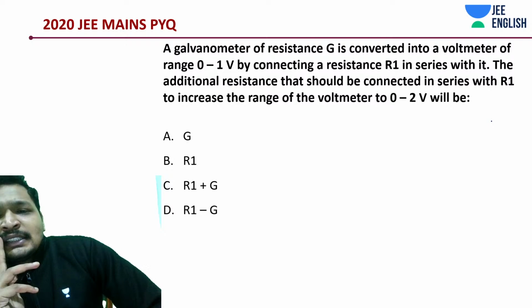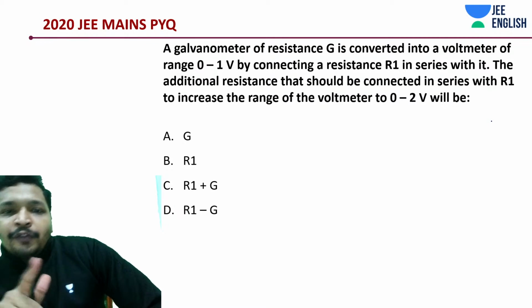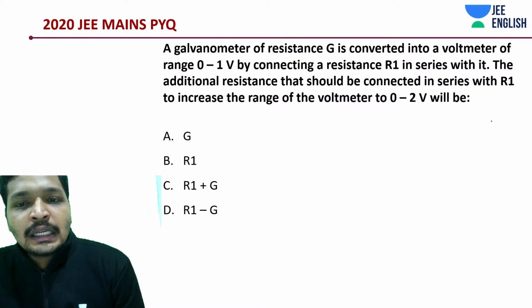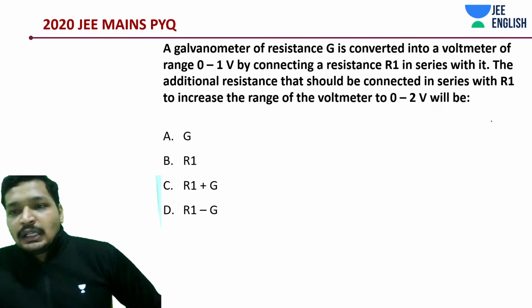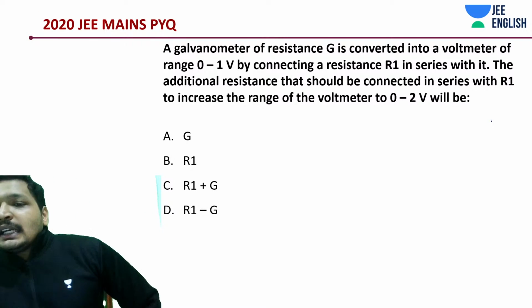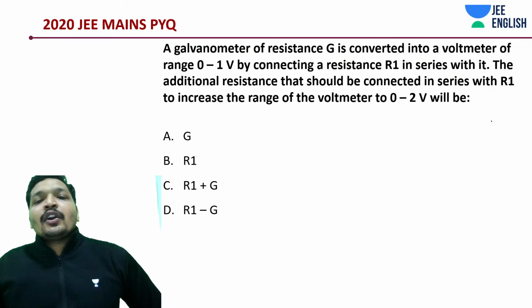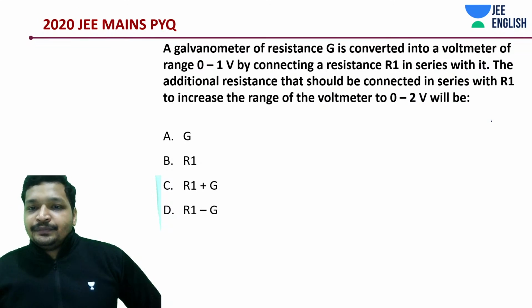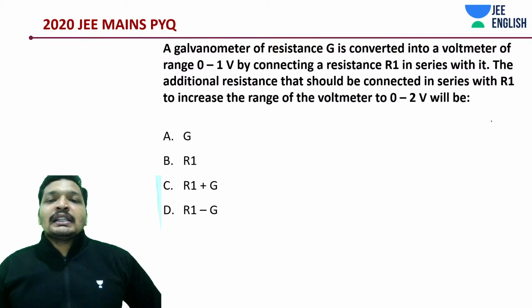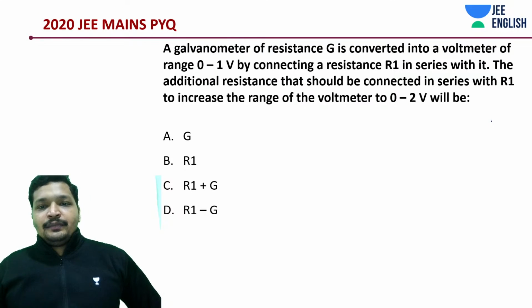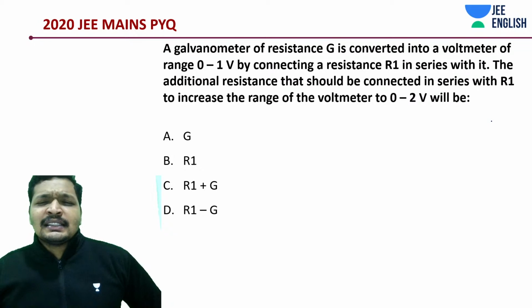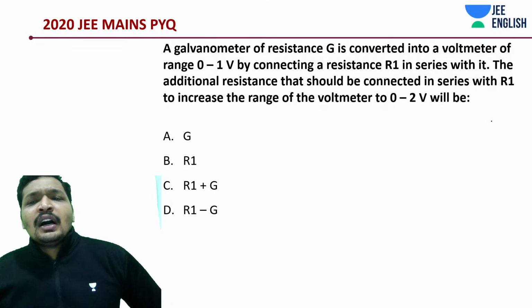Galvanometer of resistance G is converted into voltmeter of range 0 to 1V by connecting a resistance of R1 in series. Okay, now the thing is, generally it is assumed that R1 is so big that you are not considering that value of G. R1 is the one taking care of that potential. The additional resistance that should be connected in series with R1 to increase the range of the voltmeter to 0 to 2 volts.